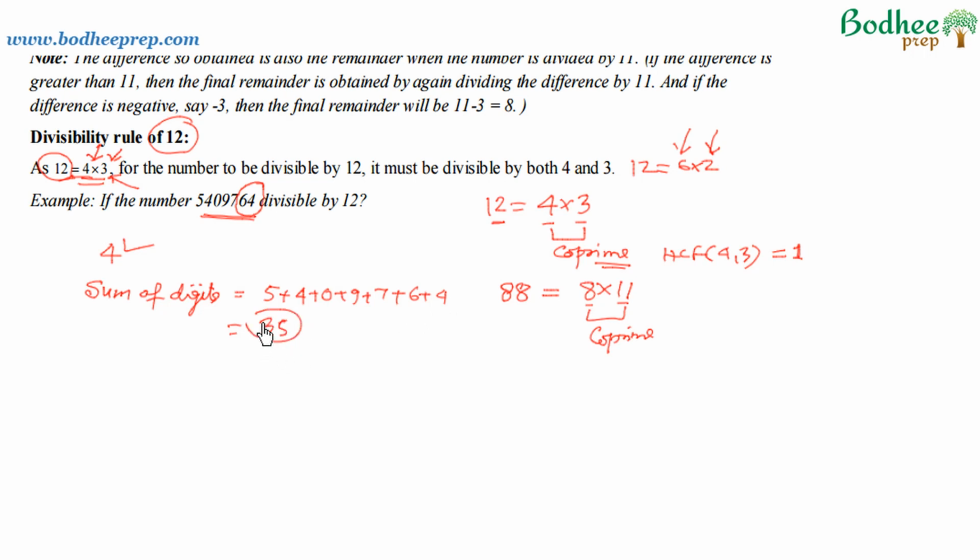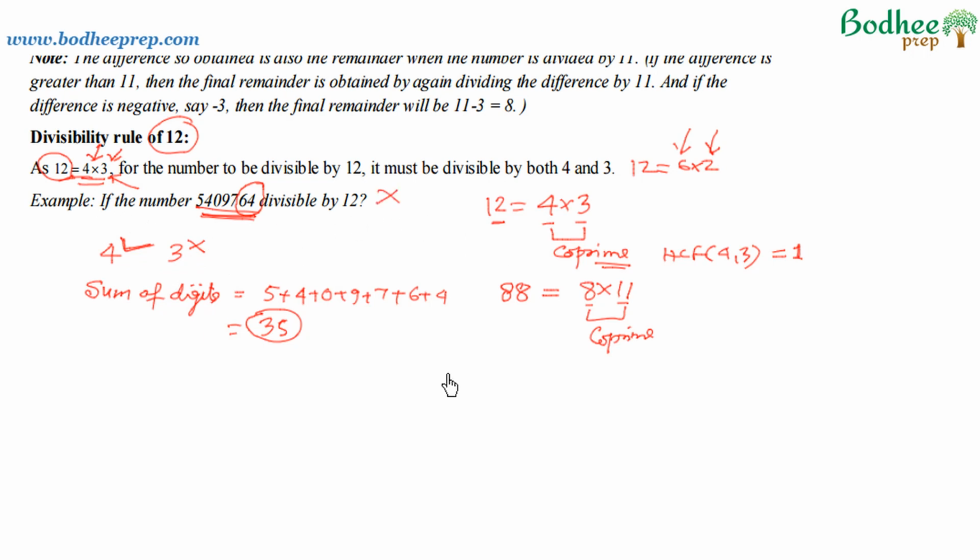Now since 35 is not divisible by 3, this entire number is not divisible by 12, although it is divisible by 4. It is divisible by 4 but not by 3, but to be divisible by 12, it has to be divisible by both. So this number is not divisible by 12.